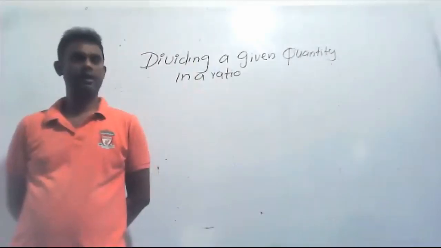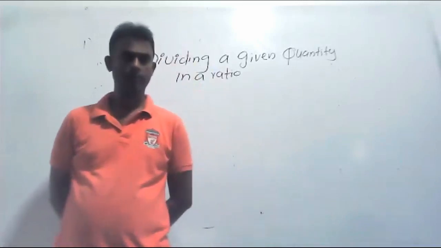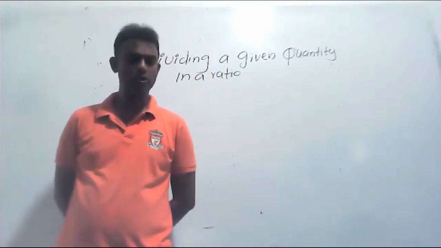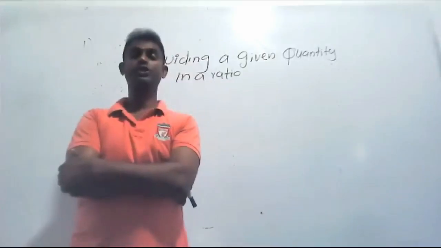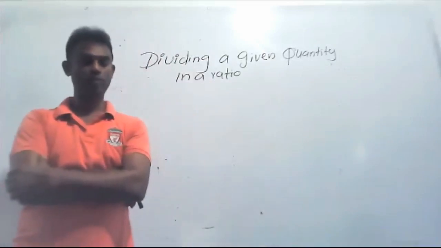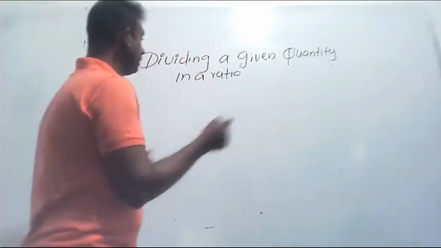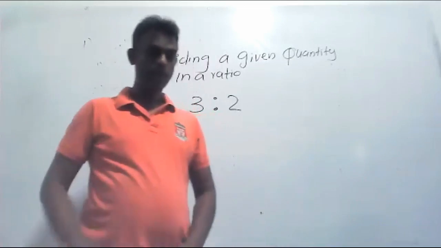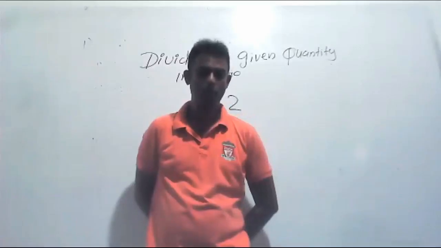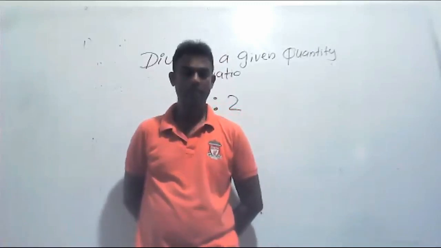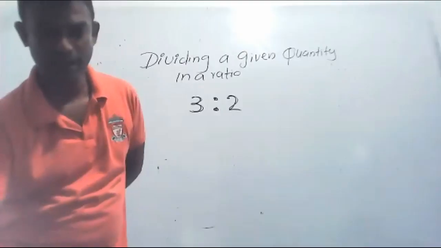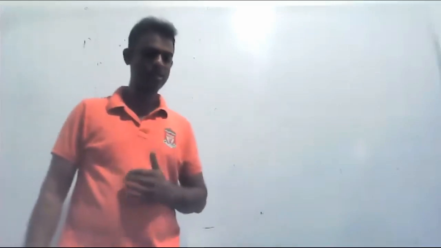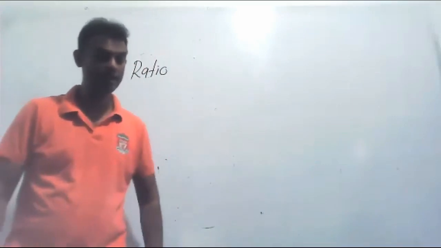Write down the example. There are 65 students in the class. The ratio between girls and boys is 3 to 2. Find the number of girls and boys in the class separately.